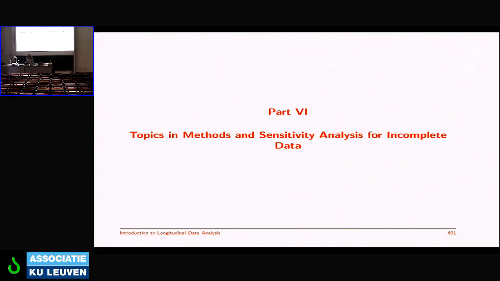We have seen in the previous part that missing data, of course, require very special attention when it comes to analyzing longitudinal data. And of course, in most practical situations, missing data will be a problem one is confronted with. What we have seen is summarized in a nutshell two main things already.